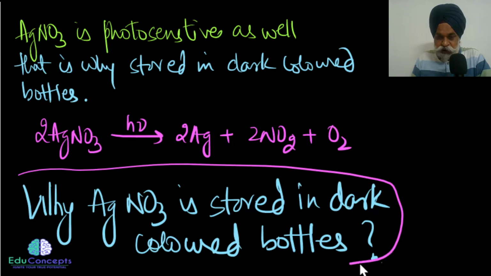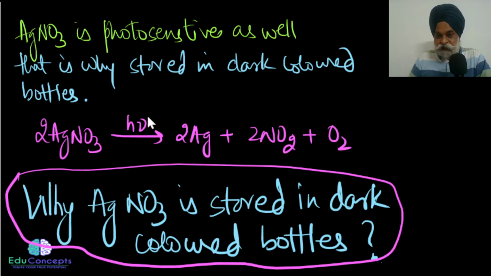And as regards the photosensitivity, as I said, why is it to be stored in colored bottles? It is a very popular question. Simply because in the presence of sunlight it goes to metallic silver, leaving out two gases. So this is quite easy.